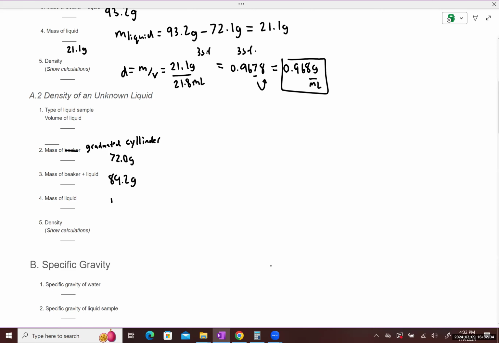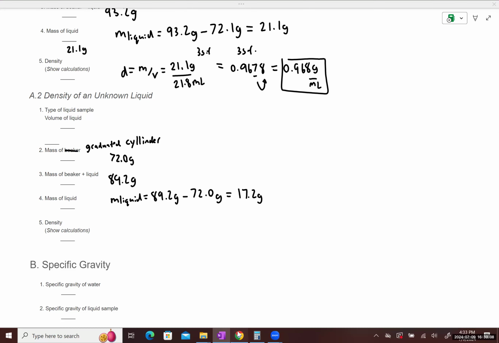That's a calculation. So to obtain the mass of the liquid sample, we take the mass of the beaker plus liquid minus the mass of the empty beaker. Or in this case, we take the mass of the graduated cylinder and liquid and we subtract the mass of the empty graduated cylinder. So in this case, we take 89.2 minus 72.0, and that in turn gives us 17.2 grams.